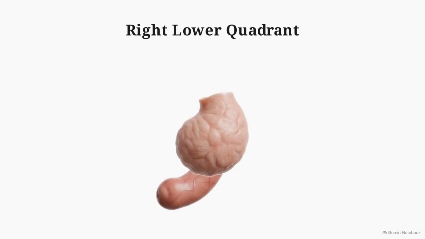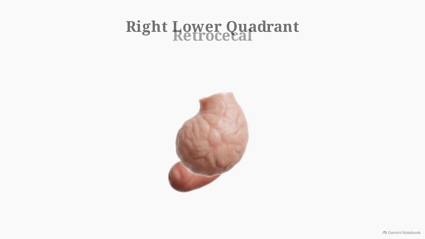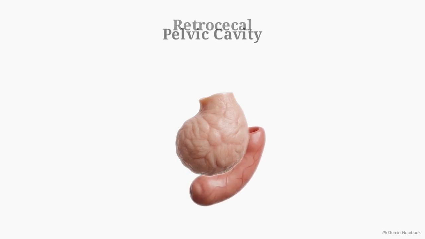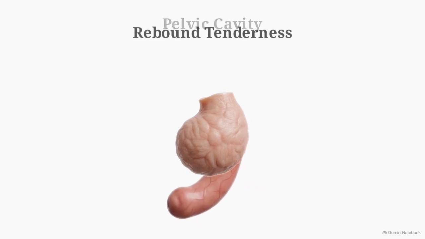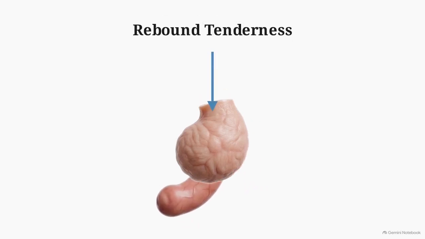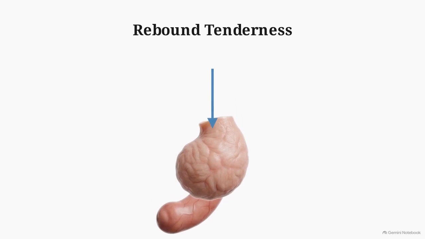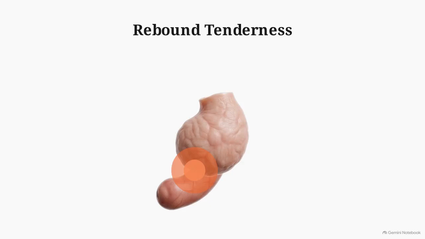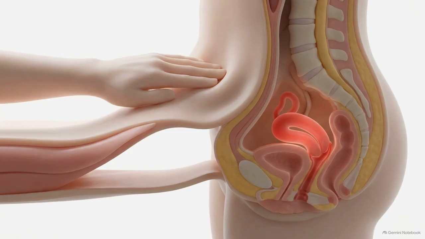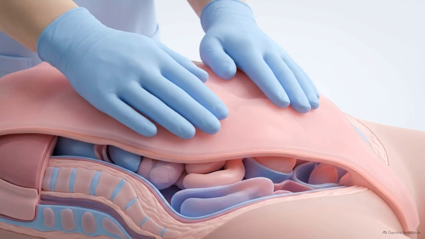The appendix frequently shifts from the right lower quadrant, hiding behind the cecum or dropping into the pelvic cavity. Clinicians test rebound tenderness by applying steady pressure, but the finding happens on the release. When you let go, the tissue's snapback irritates the inflammation. If the appendix is buried deep within the pelvis or behind the colon, this surface-level pushing will completely miss the inflammation. We have to use dynamic mechanical maneuvers to provoke it.